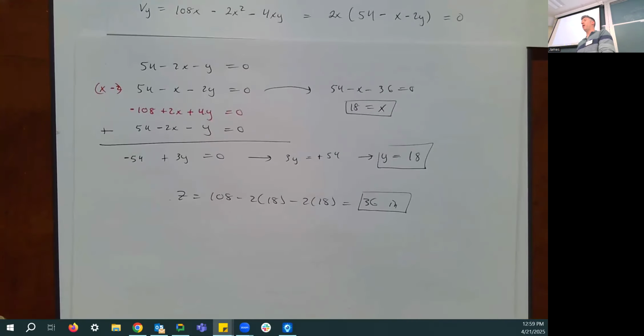So the biggest box by volume that you could mail is 36 inches long by 18 inches by 18 inches in width and depth. Kind of neat. So 3 feet by 1.5 by 1.5.